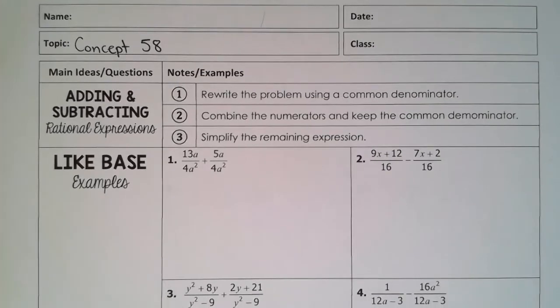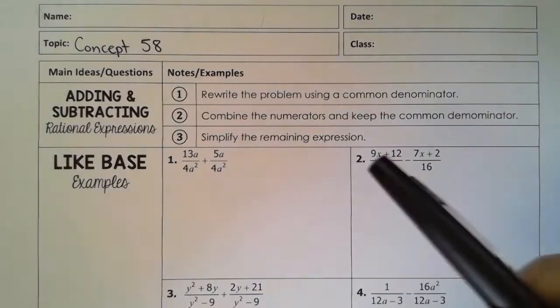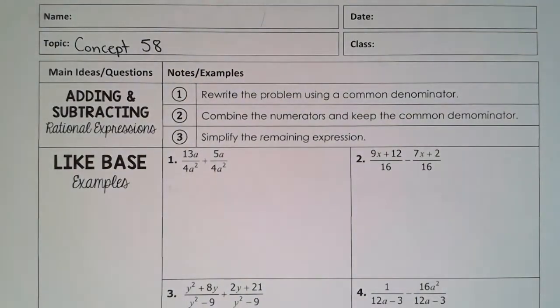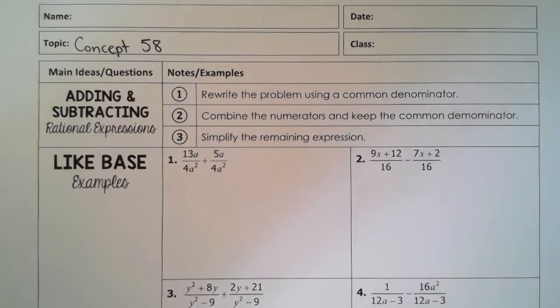This is concept 58, adding and subtracting rational expressions. For adding and subtracting like basic rational expressions, these are very straightforward, and they work just like any other fractions you would be adding, right? The denominator stays the same, and your numerators are the terms that you're going to add or subtract. The only thing that we saw in concept 57 that's also part of this one is that you have to simplify. Okay, and that's step 3 here.